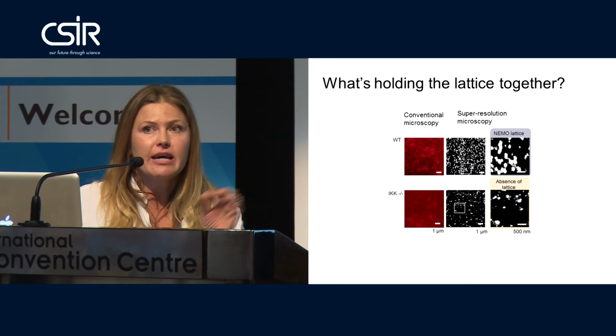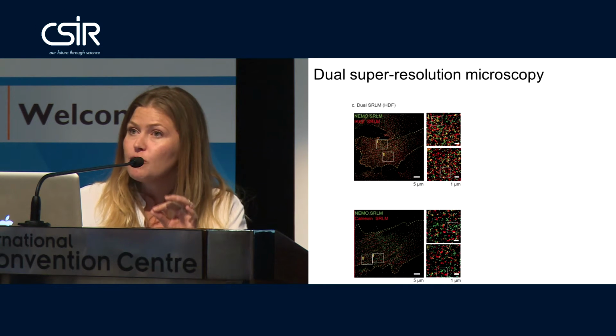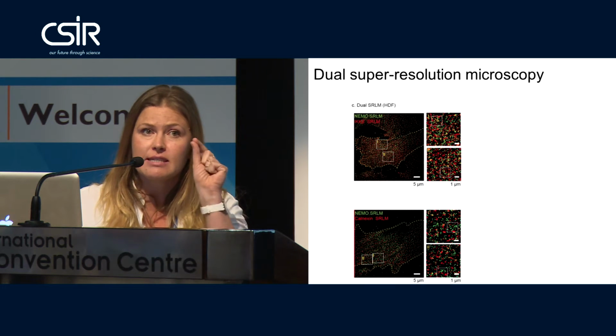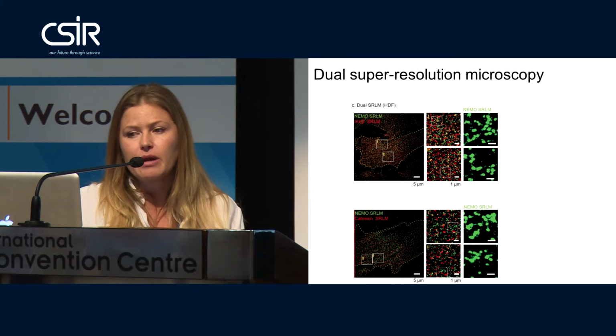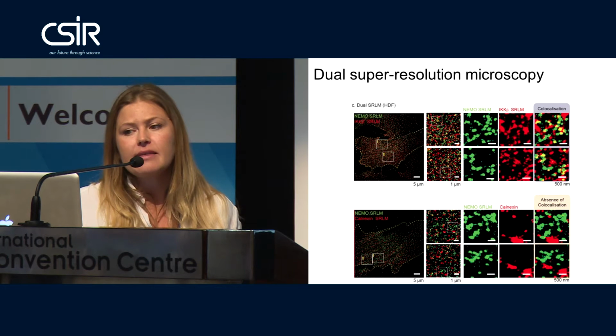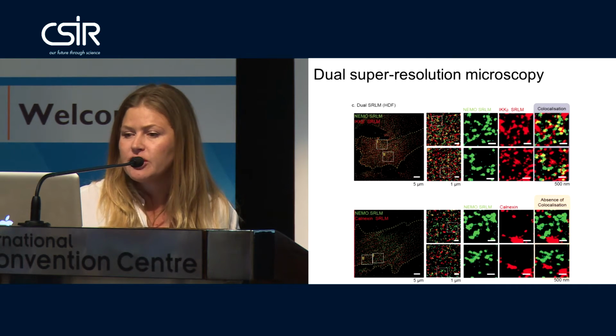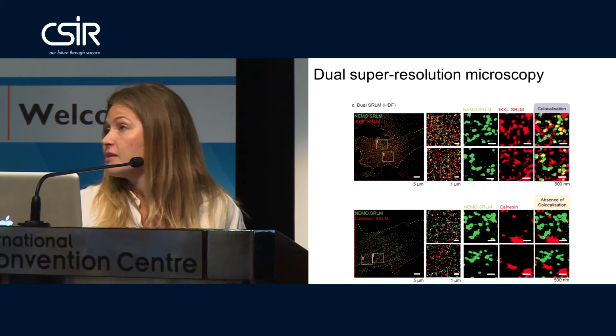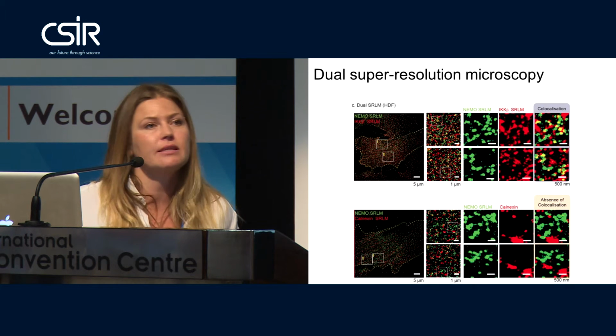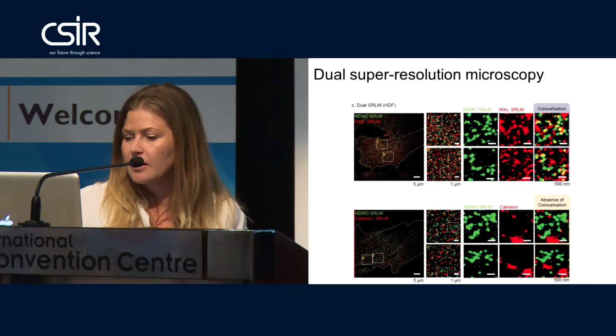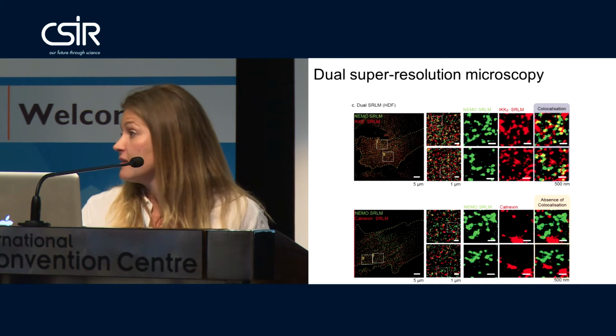And we were able to see that in a second experiment when we did dual super resolution, so looking at two proteins at the same time. And basically what I want you to take from this is that the IKK beta and NEMO are actually in physical close proximity to each other, whereas another arbitrary protein that's not involved in the immune response doesn't seem to co-localize with this lattice at all. So now we know the rules for how this lattice is joined together.